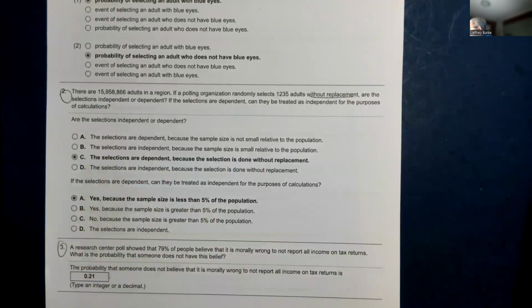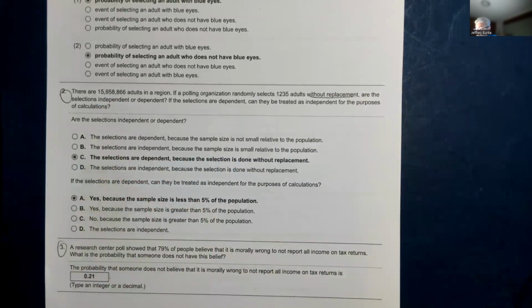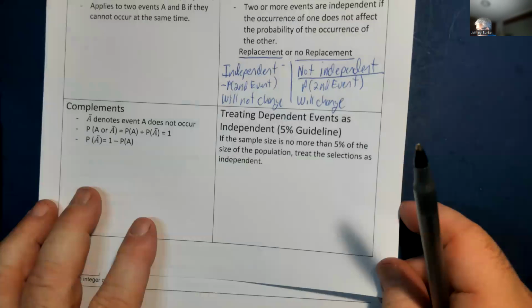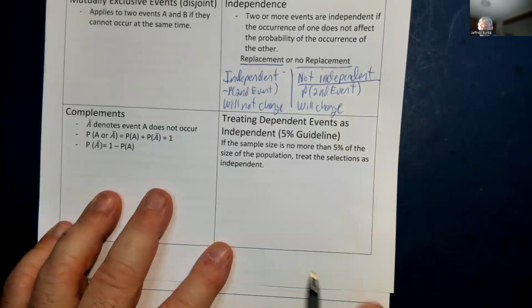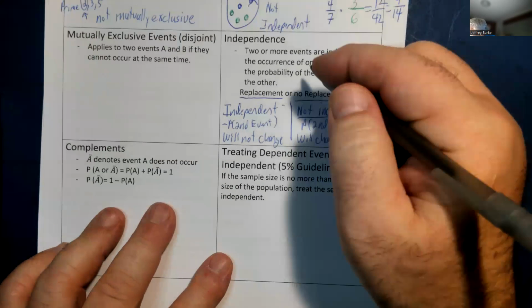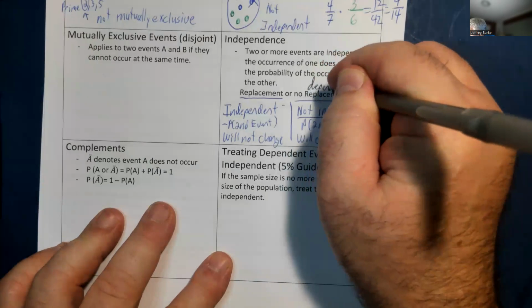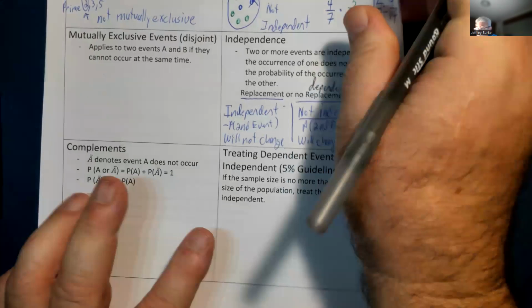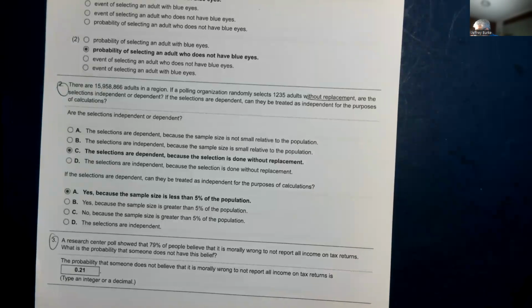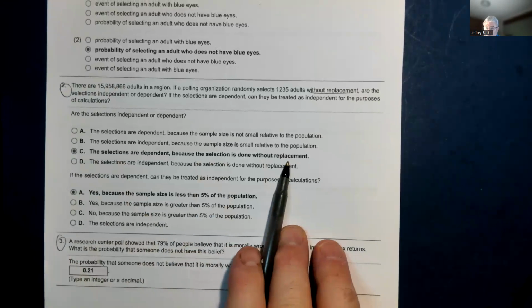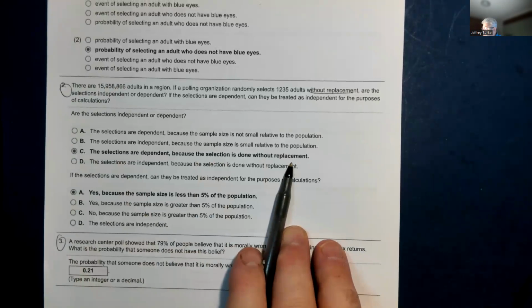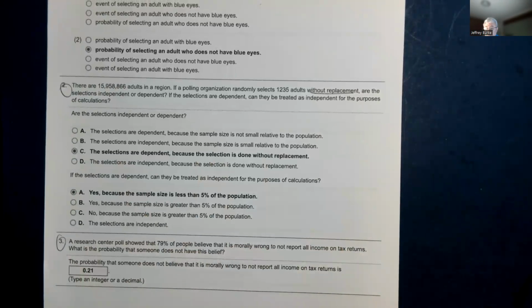So, going back to the notes we discussed for page 2, I mentioned that if there's no replacement, they are not independent. Therefore, they are, and I should have used this word, dependent. So as a matter of technicality, these selections are going to be dependent because the selection is done without replacement. That comes directly from the notes. However, there's something at the bottom of the page I also noted.